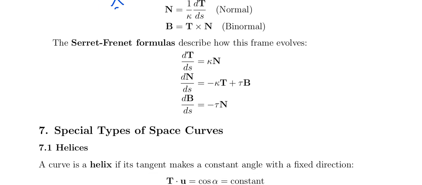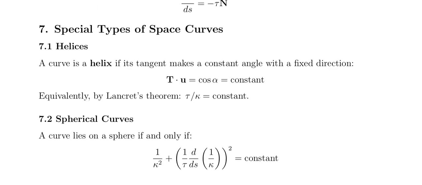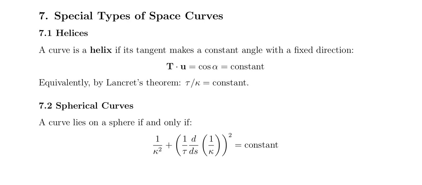And special types of space curves: we can mention helices. A helix means the tangent of the curve makes a constant angle with a fixed direction, that is what we call a helix. That is t dot u equal to cos alpha, equal to constant. That is Lancret's theorem: tau by curvature, the torsion by curvature equal to constant, that is very important. What the name of the theorem is is also very important.